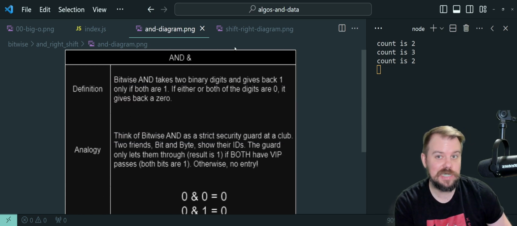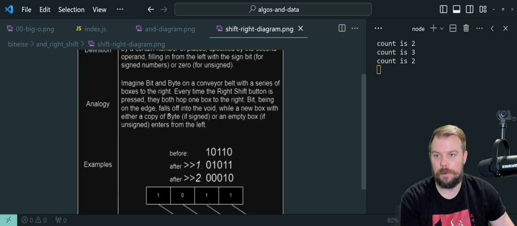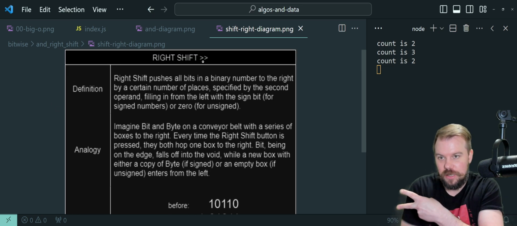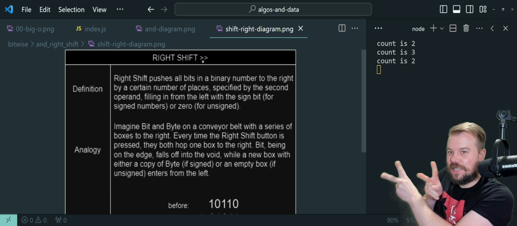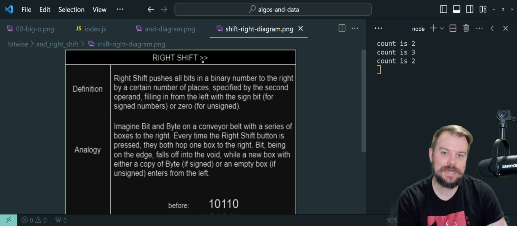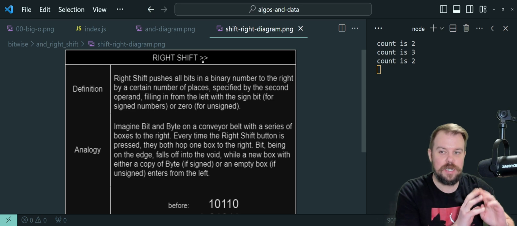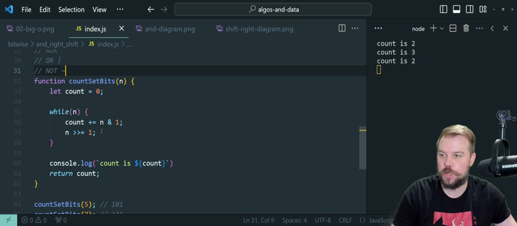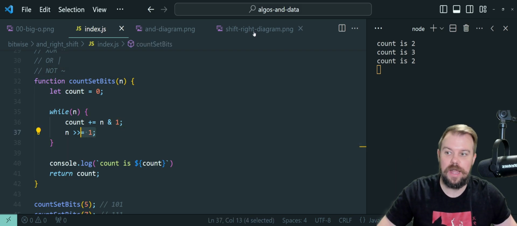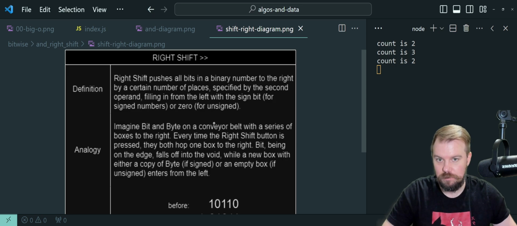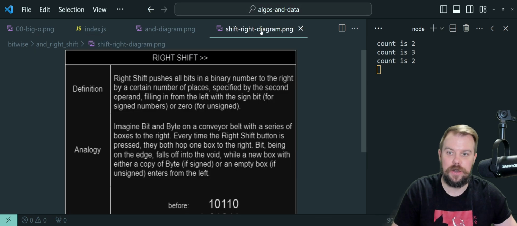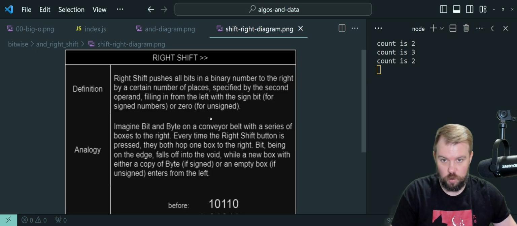Now, the other one we use in today's solution is the shift right operator. Get it, right? So the right shift, the two greater than signs put together, pushes all bits in a binary number to the right by a certain number of places. Remember, in my code, everything got pushed over by 1. That is why I included the 1 right there. It's specified by the second operand, the number 1 I've highlighted right here, filling in from the left with the sign bit for signed numbers or 0 for unsigned.